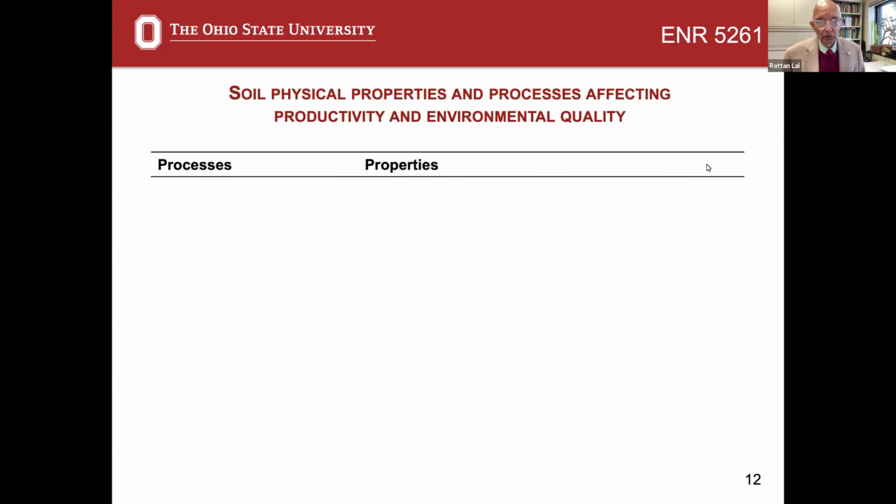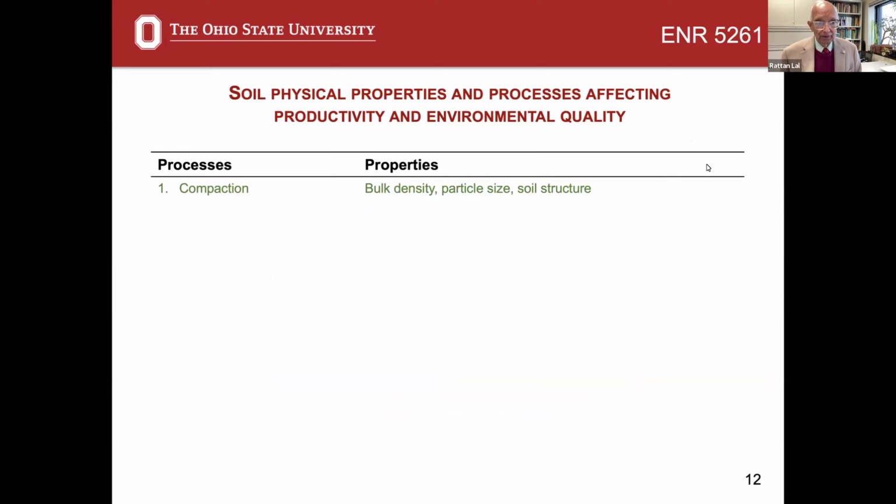What are some of the dominant soil physical properties and processes? For example, compaction is a process. Soil bulk density is a property. If the bulk density goes up, soil is being compacted. If bulk density goes down, soil is being loosened. Its bulk density is decreasing.